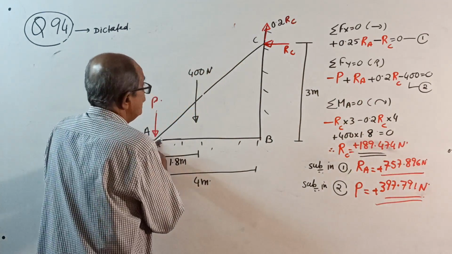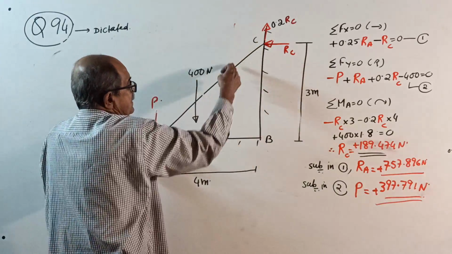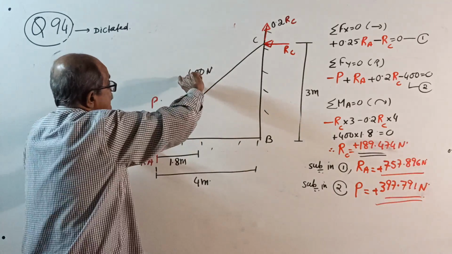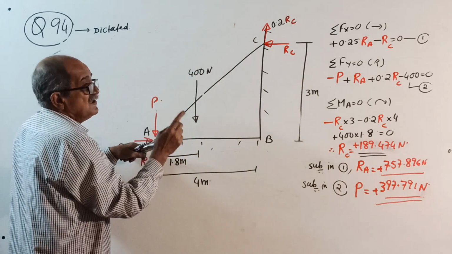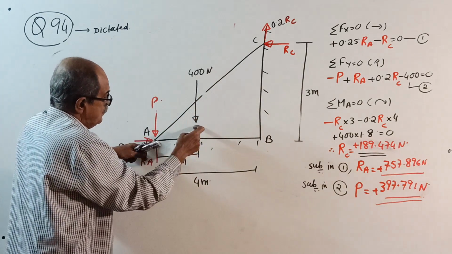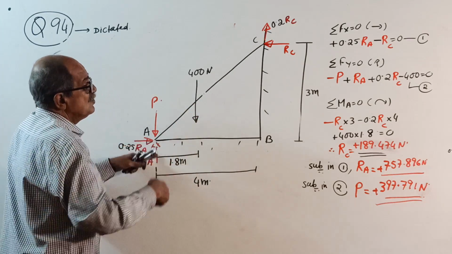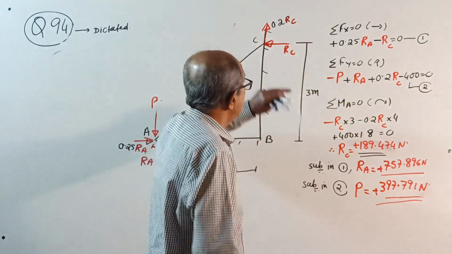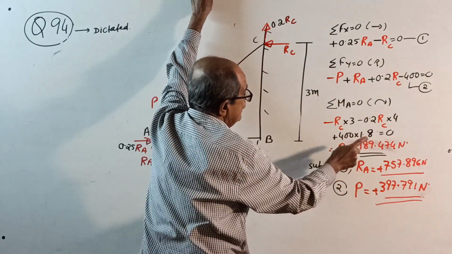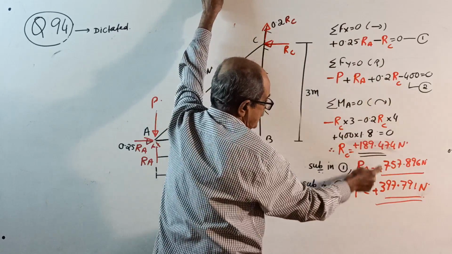Sigma M about A = 0, this all I explained for you earlier. Minus RC into 3 minus 0.2 RC into 4 plus 400 into 1.8. Suppose that center of gravity is not given, you take midpoint, then this is 4, this will become 2 meter. Now it is 1.8 equal to 0. You get RC, substitute RC in equation number 1, you get RA, substitute RA and RC in equation number 2, you get the value of P.